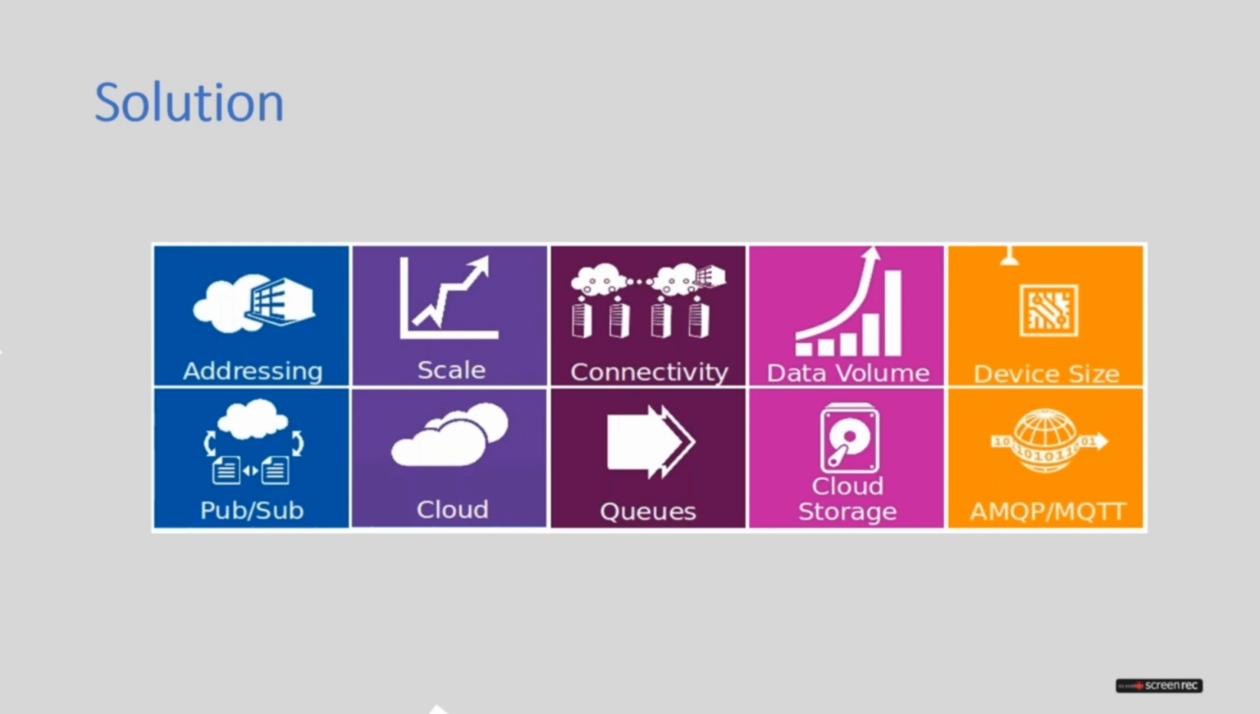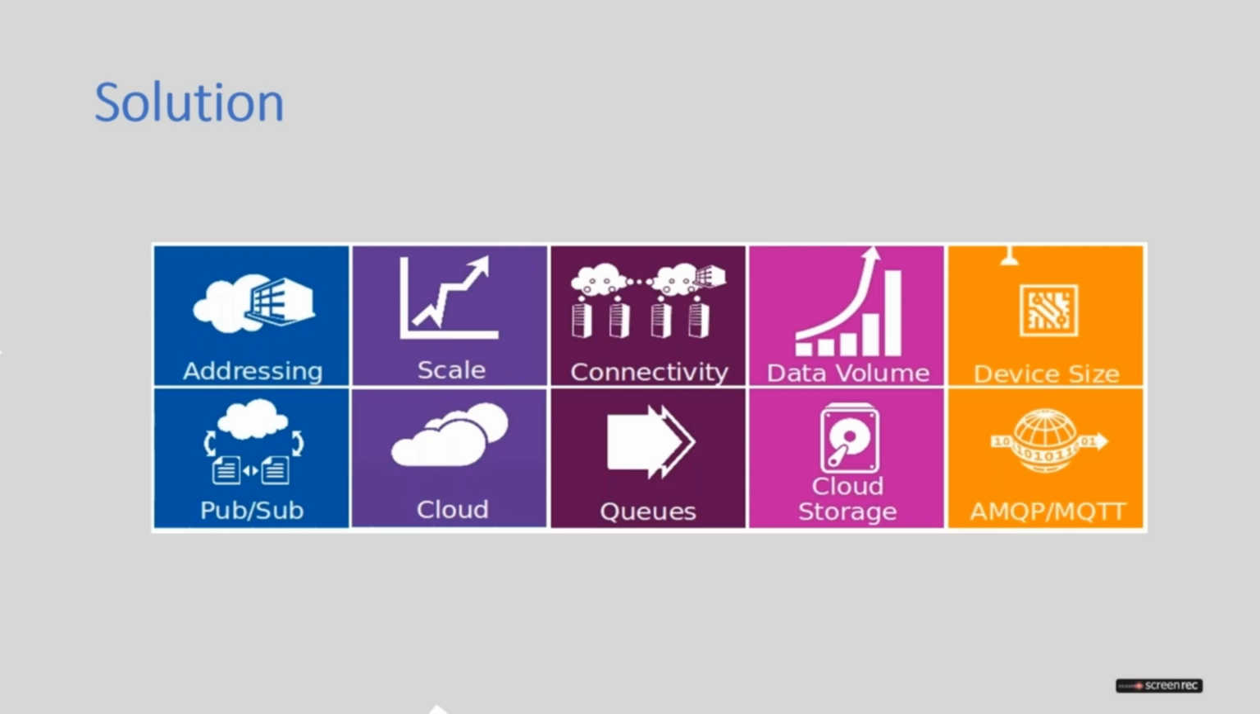Now for device size, in every mobile phone we use the HTTP protocol, which is heavier. But if we use protocols like AMQP and MQTT, these protocols drastically reduce the size of devices.